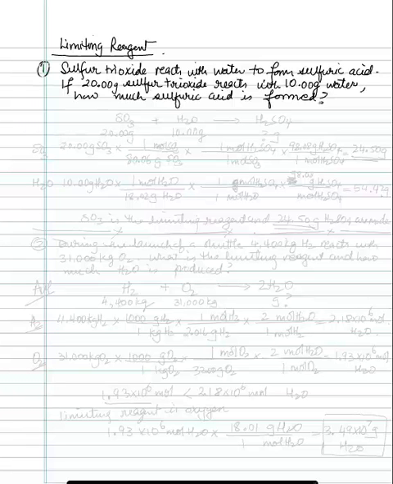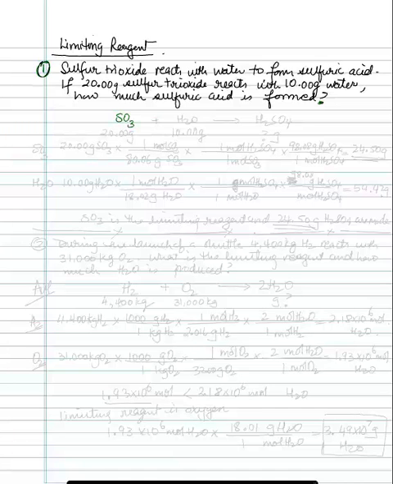So let's do this problem. In this case, we have a problem. Sulfur trioxide reacts with water to form sulfuric acid. If 20.00 grams of sulfur trioxide reacts with 10.00 grams of water, how much sulfuric acid is formed? That's the question. So first of all, let's write the equation out.